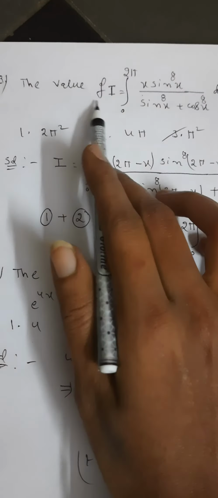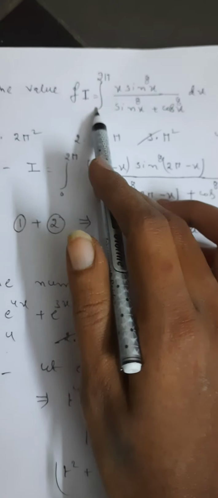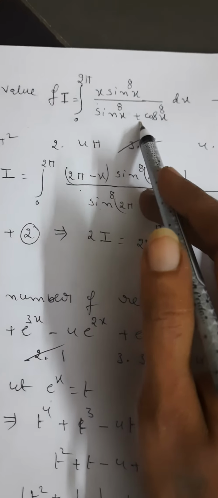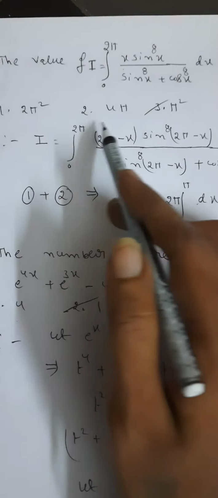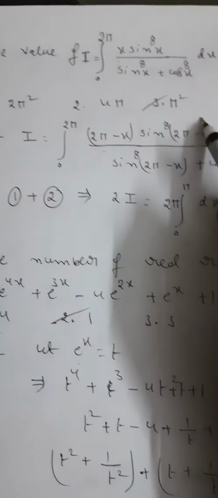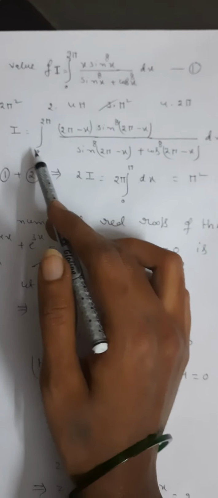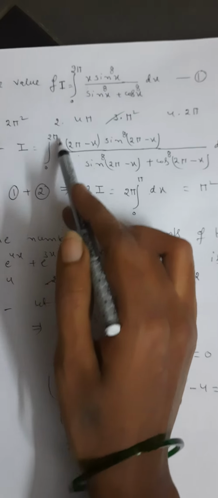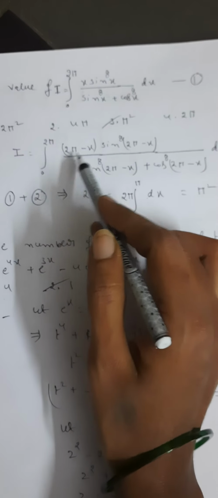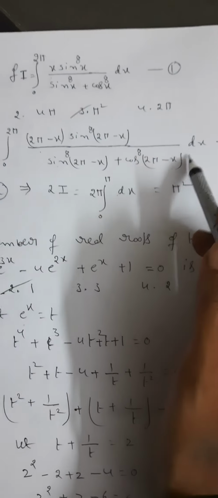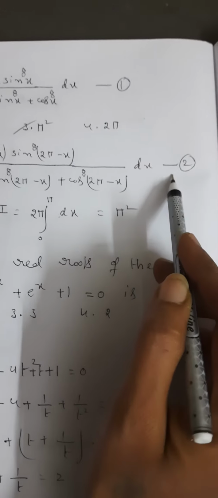Next, third question. The value of I is equal to integral 0 to 2 pi of x sin to the power of 8x by sin to the power of 8x plus cos to the power of 8x dx. See the options. First option is 2 pi square, second option is 4 pi, third option is pi square and fourth option is 2 pi. This is the IPE model. So here consider I is equal to, in this, x place we substitute 2 pi minus x into sin to the power of 8 into 2 pi minus x dx. Consider this is equation 2.